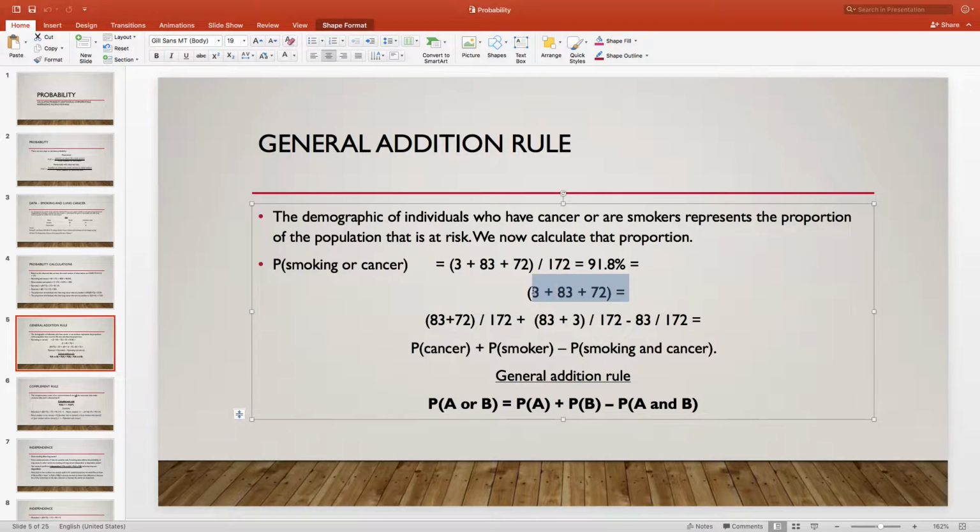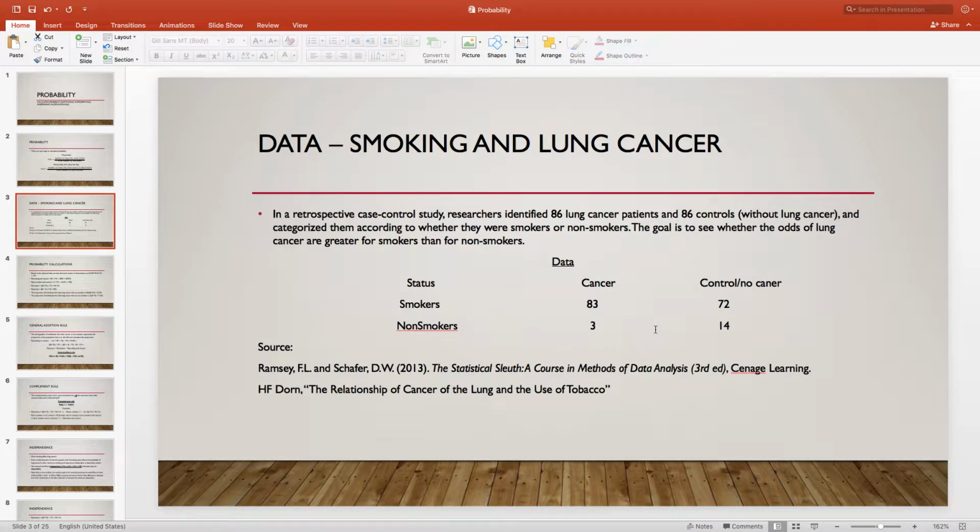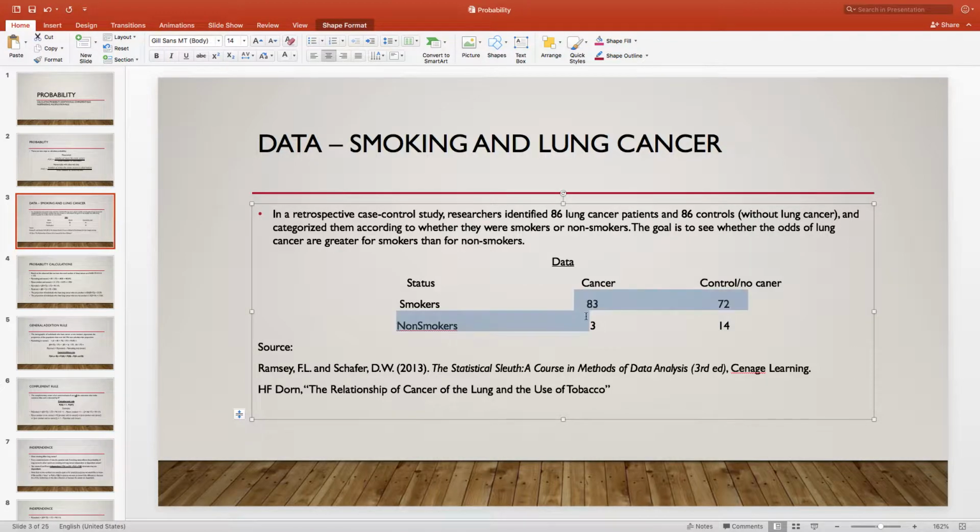And I apologize, that doesn't belong there. So that 91.8%, I can break this up into another way. This could be the probability of smoking. That's 83 plus 72. So I add all this up. So that's probability of smoker. Then I could do probability of cancer. 83 plus 3.